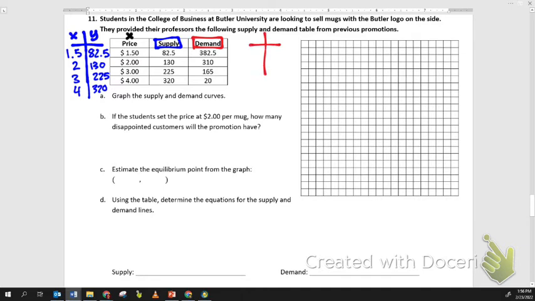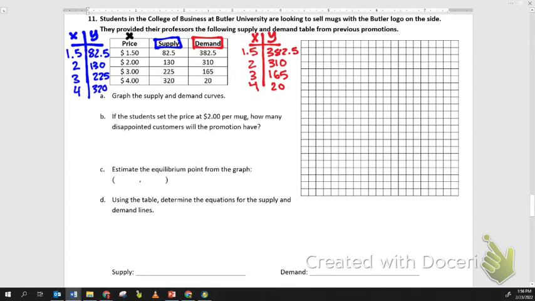And I'm going to do the same thing for my demand, just to make it a little bit easier to look at. So I have the same X values. I have $1.50, $2, $3, and $4. And my Y's will be 382.5, 310, 165, and 20.